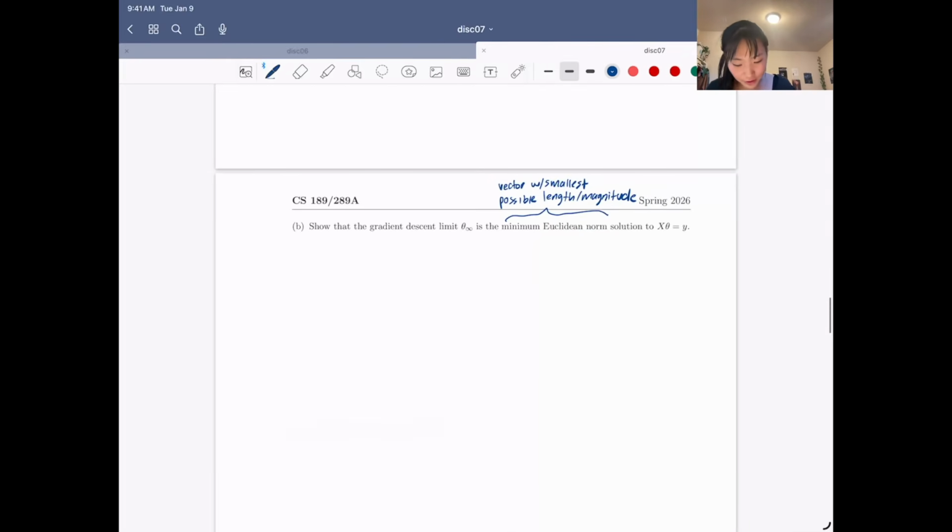Okay, so let's show that the gradient descent limit is the minimum Euclidean norm. It's the smallest vector, the smallest possible magnitude vector, as a solution. Writing out the gradient descent update, we can do theta k plus 1 is equal to theta k minus alpha k times the gradient of the loss, and this is just the definition of gradient descent. I'm going to first start by writing out the loss and taking its gradient, and then plugging it into this equation.